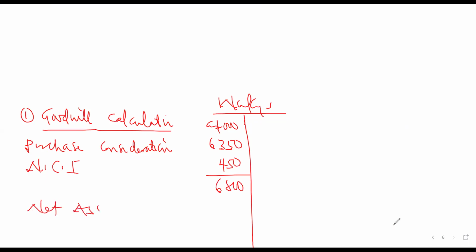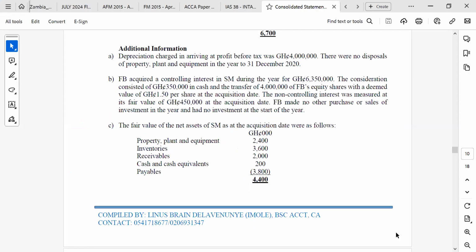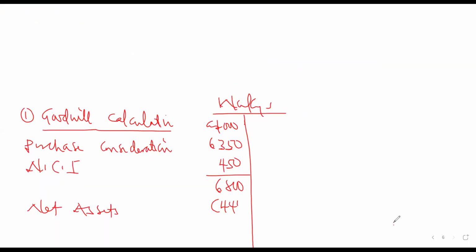What is the net asset at acquisition? They have given you the net asset at acquisition already. What is the fair value of the net asset at acquisition? Total 4,400. So what will be our goodwill? 2,400. All right. So go to your statement of financial position now.